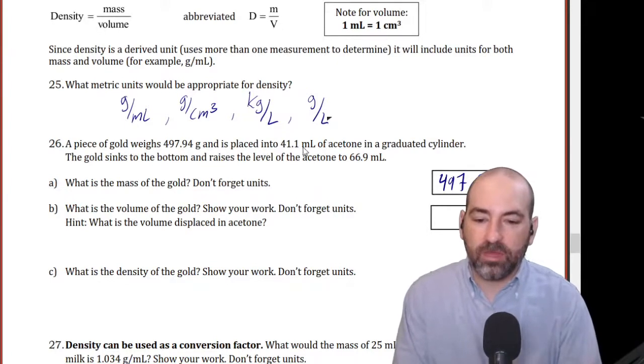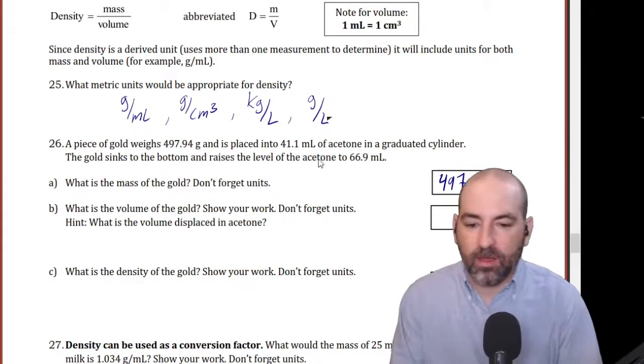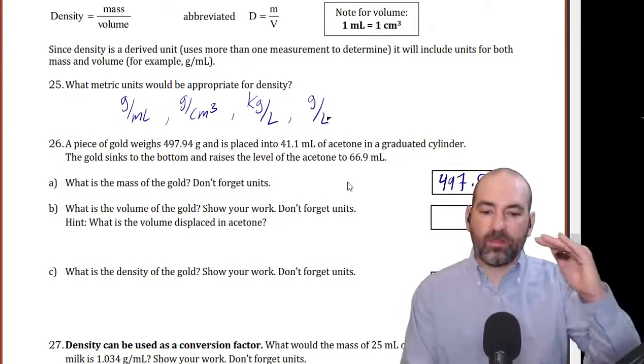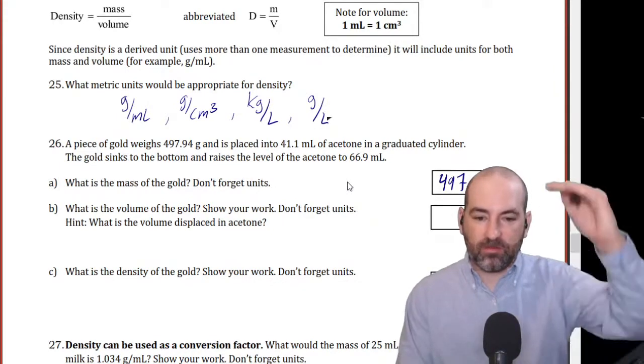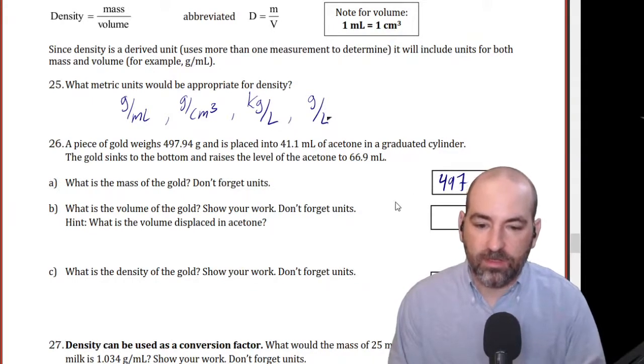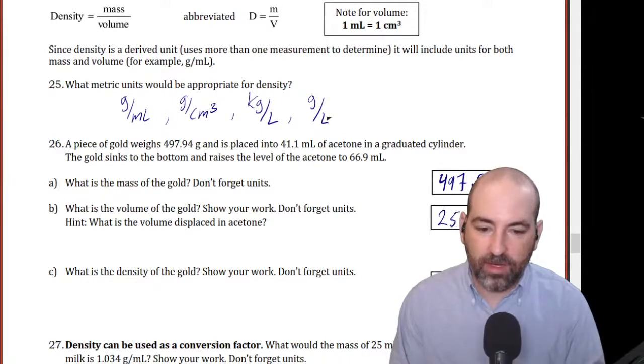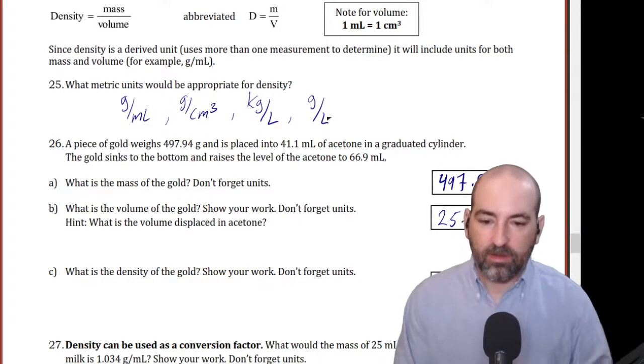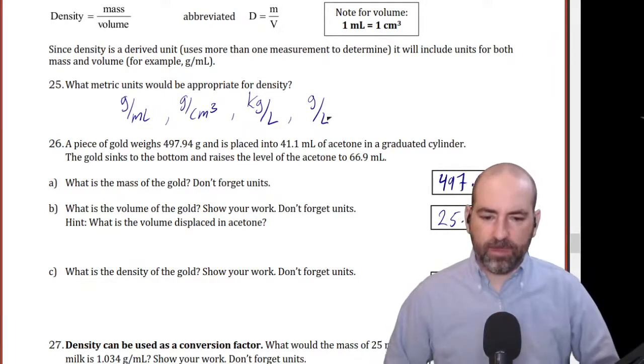Well, let's see. It's placed into 41.1 milliliters of acetone. Then it sinks, and then the level of the acetone is raised to 66.9. So the difference between those two numbers, the amount of acetone that starts and where it's raised up to, is going to be the volume of the gold. So in this case, that would be 25.8 milliliters, I think, if I did that right.